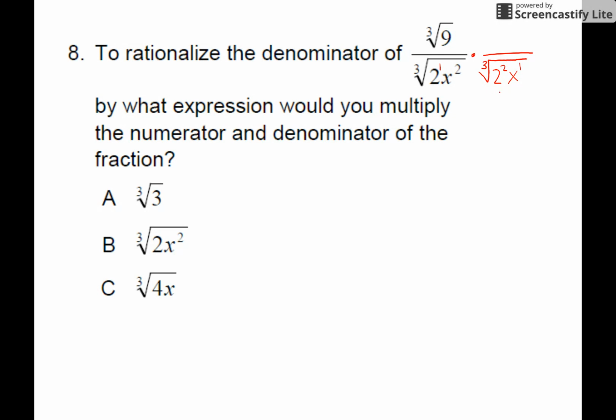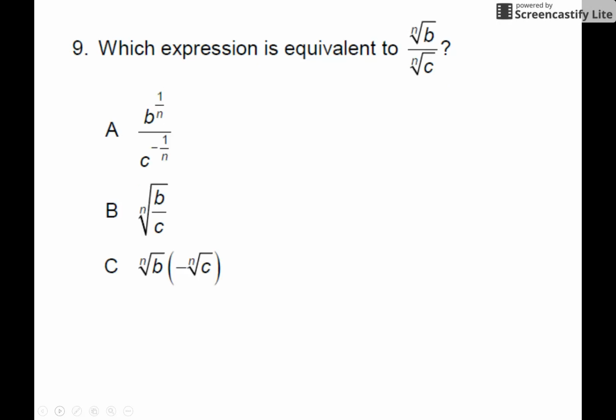When I go to look for this answer down in the bottom, I don't find it. Instead, I find the simplified version. 2 squared is 4, and then I have x. That's answer choice C. On to the next.